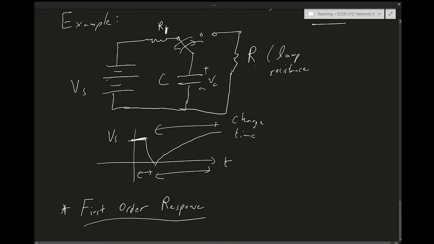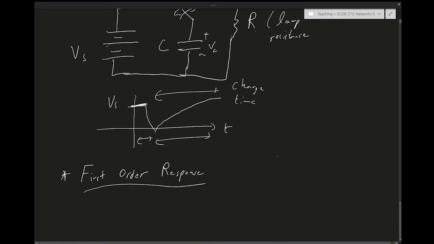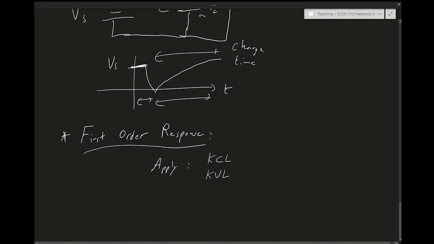Typically what will happen is that you will have a certain circuit, and then you will apply any known circuit analysis technique that you've already studied. You could apply KCL, you could apply KVL. Those are the basic techniques for circuit analysis. And then after you apply those techniques, you end up with a mathematical differential equation, a first order differential equation, which you solve to get the transient response.